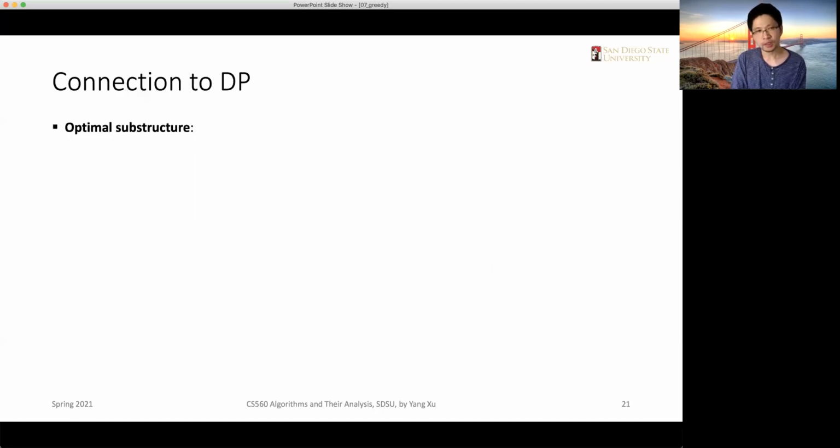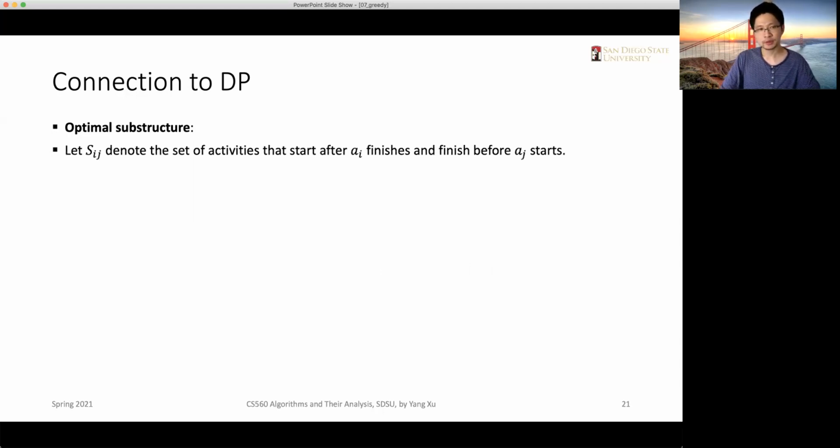So if we try to connect this problem with dynamic programming, it's actually doable. So let's look at the optimal substructure here. It's a little abstract now. We use mathematical notations, okay? We use the capital S with subscripts from i to j to indicate the set of activities that start after Ai finishes and finish before Aj starts. Well, it's actually, this Sij is defining an interval or a range that starts after Ai finishes and before Aj starts, okay?